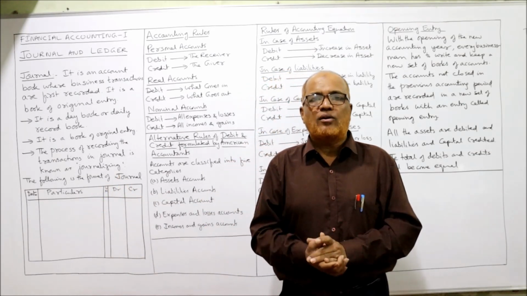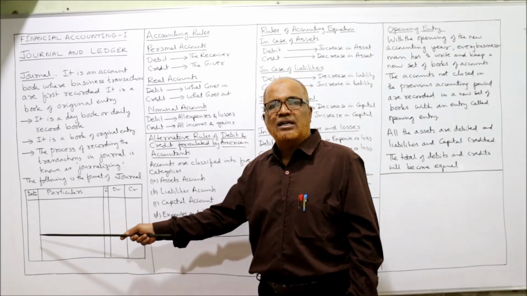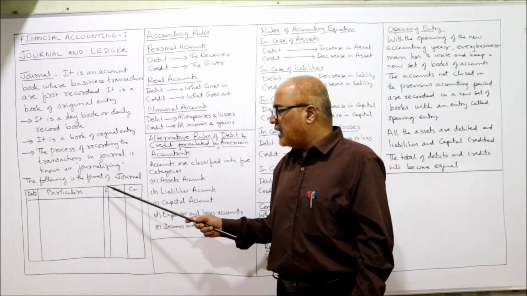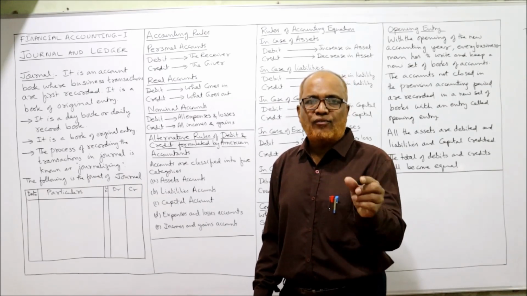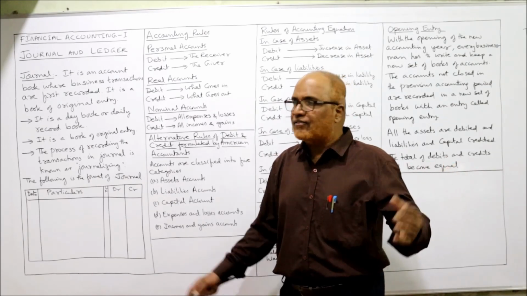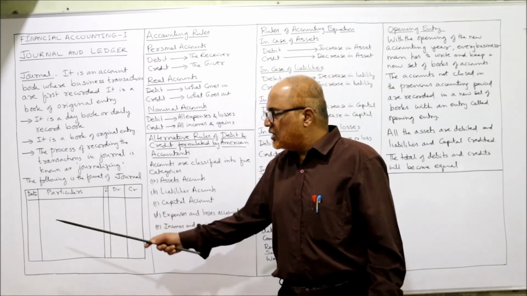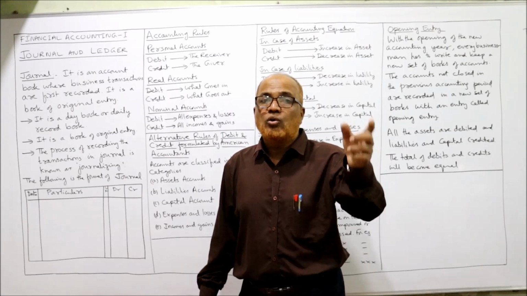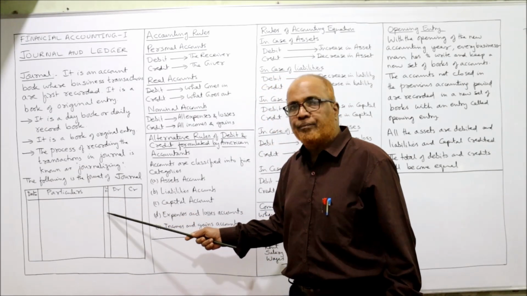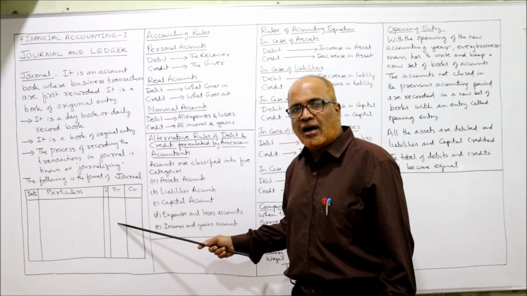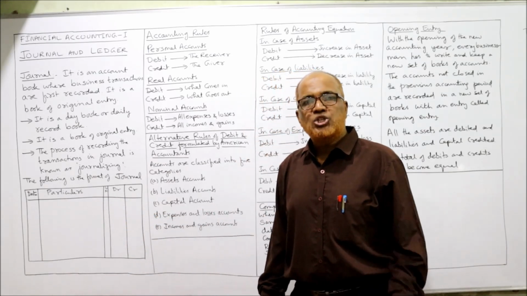Now, what is the format of the journal? I have given it here. The format of the journal will be like this. In the first column we write the date, next particulars, then LF. LF stands for ledger folio. Ledger is another book; after completing this journal, I'll explain ledger. The page number in the ledger to which the transaction is posted, we write here in LF. Then DR, the debit column, and CR, the credit column. So this is the format of making the journal.